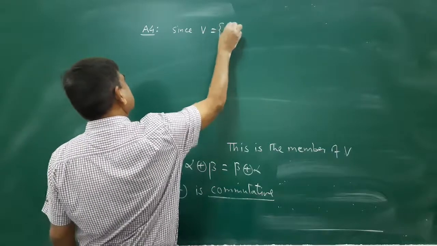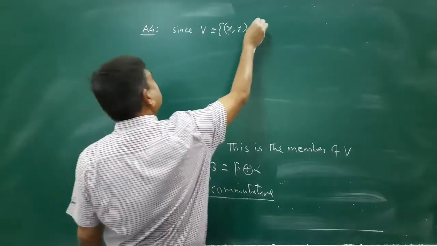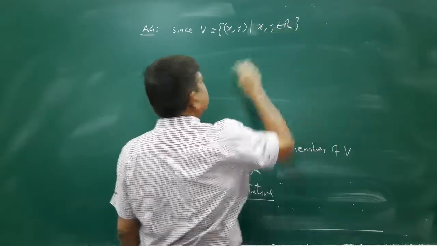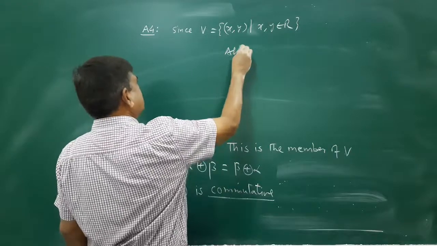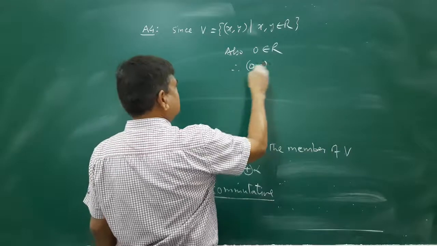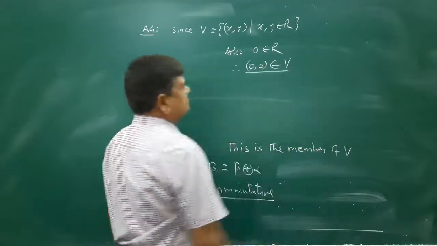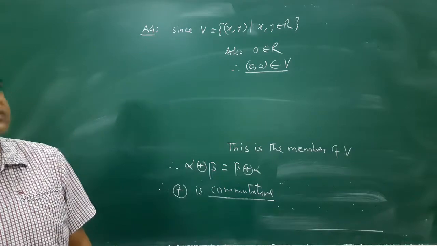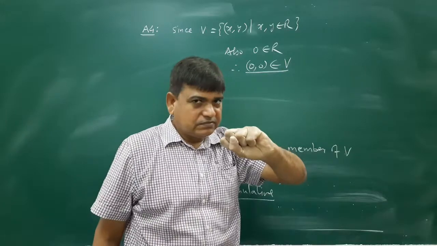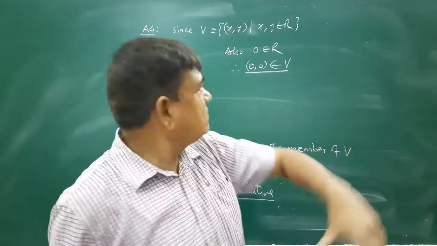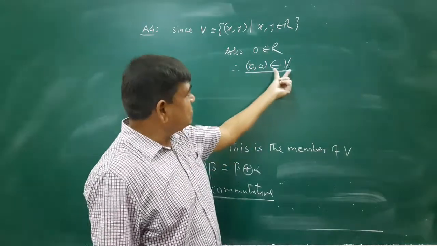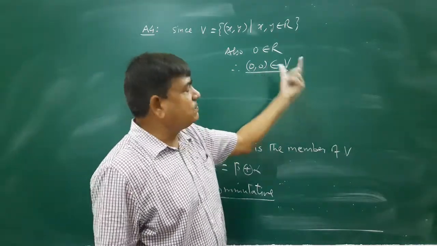Since, also, therefore, this is the pair of real numbers. So 0 is a real number, definitely. So this belongs to B because this is the odd pair.